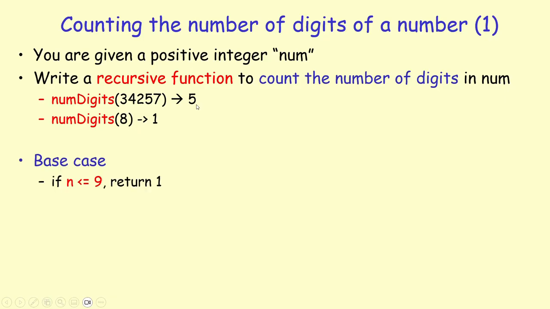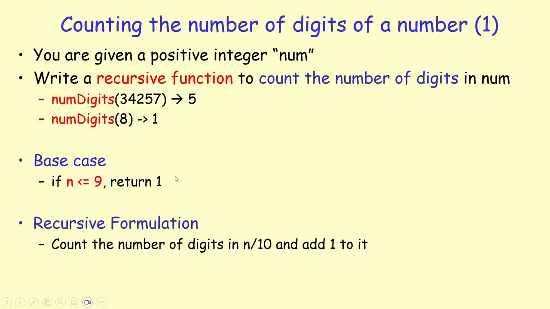Again, the base case is very simple. If the number is less than or equal to 9, meaning that it only has one digit, return 1. That's our base case. We don't have to divide the problem any further. Otherwise, we use the same methodology. Basically, peel off the last digit and reduce the problem size, reduce the number of digits that this number has. So peel off the last digit.